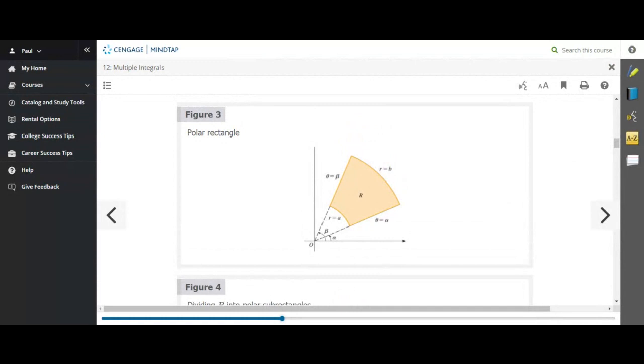This is a polar rectangle, in figure 3. So with polar coordinates, your region D or region R, the book will sometimes use region D and sometimes region R, you have, like in a polar rectangle, a region R that goes from one angle to another angle, theta equals alpha to theta equals beta. And then you have two radii, r equals A and r equals B. And that delineates a polar rectangle.